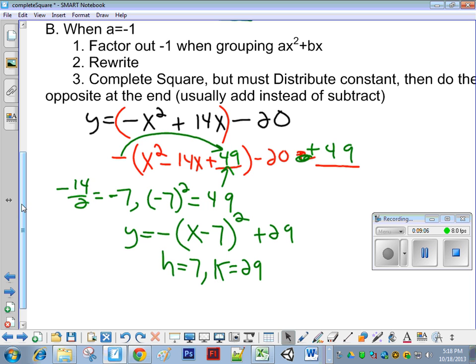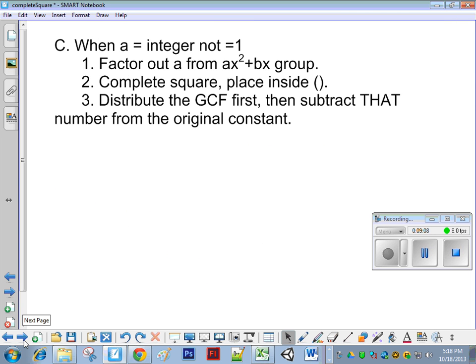Okay, so lastly, let's talk about one more situation, and that's when the a is an integer not equal to 1. So I first factor out that a, just like I do with the negative, complete the square, place it inside the parentheses. Then I want to distribute the GCF first and subtract that number from the general constant, original constant. So let's do one example for this. Y equals 3x squared minus 18x plus 60.